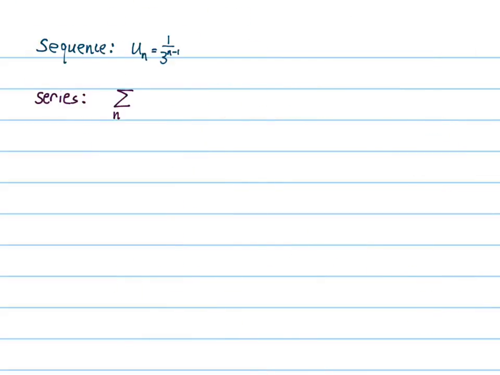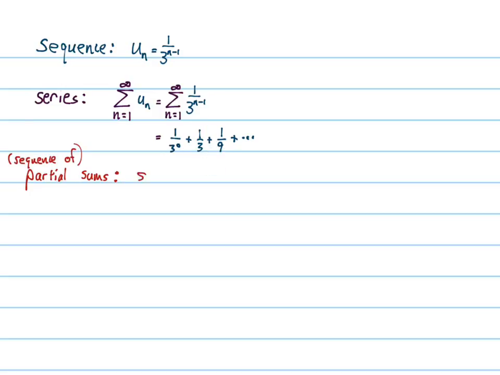So here again, as an example, we have the sequence u sub n, and we have the series where we add up to infinity all the terms. In other words, the series we're going to be exploring is 1 over 3 to the 0, plus 1 over 3, plus 1 over 3 squared, and so on. The sequence of partial sums now is going to be 1, 1 plus a third, 1 plus a third plus a ninth, and so on.